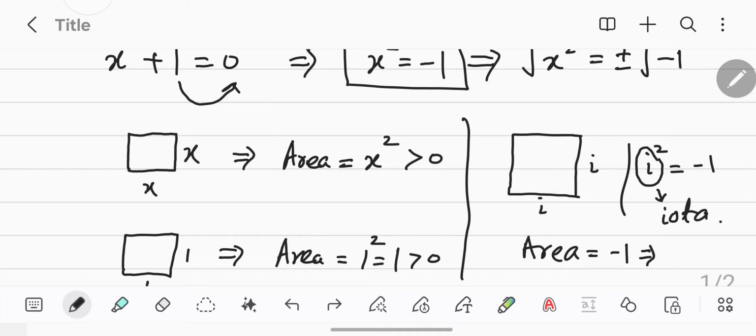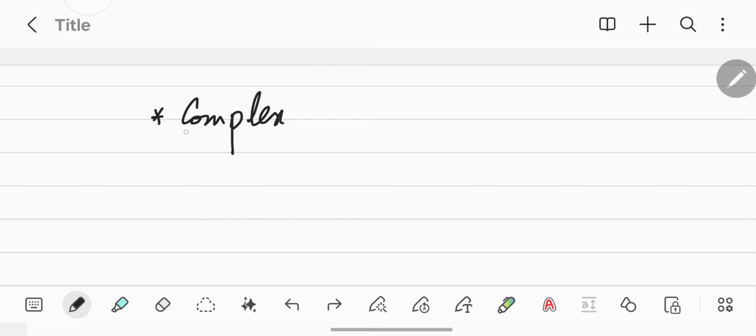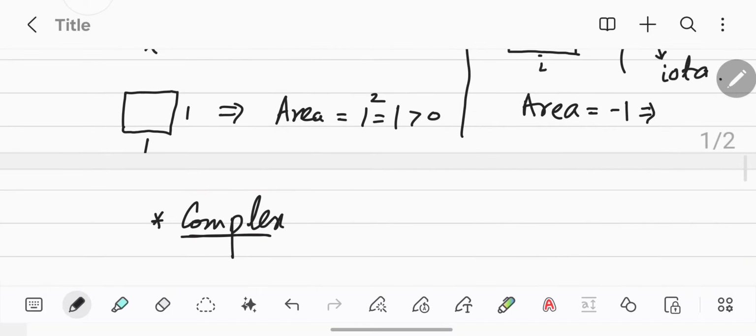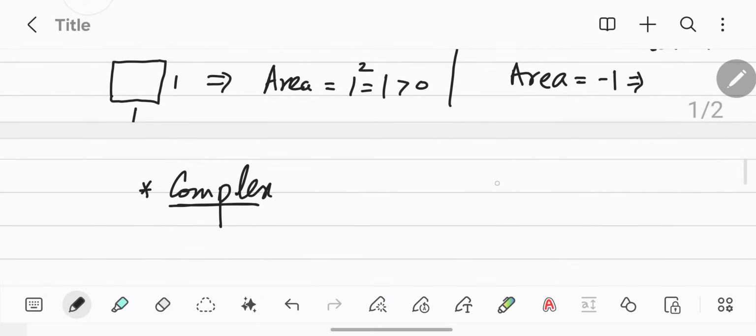It must be some other number which is not real. We call these kind of numbers complex numbers. So here is the definition. So first of all, remember, I have defined iota as square root of -1.